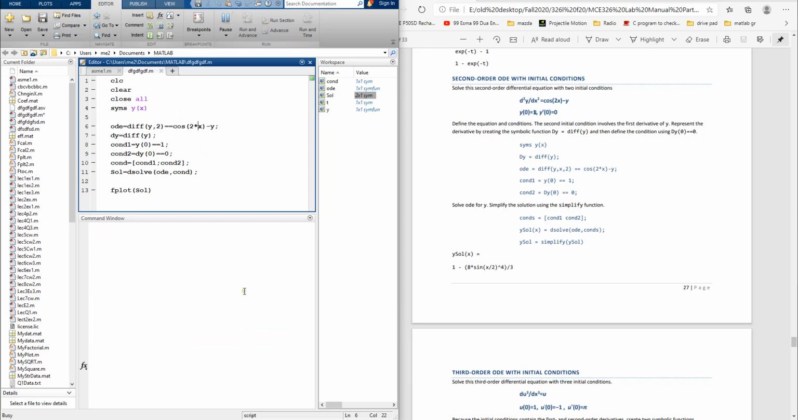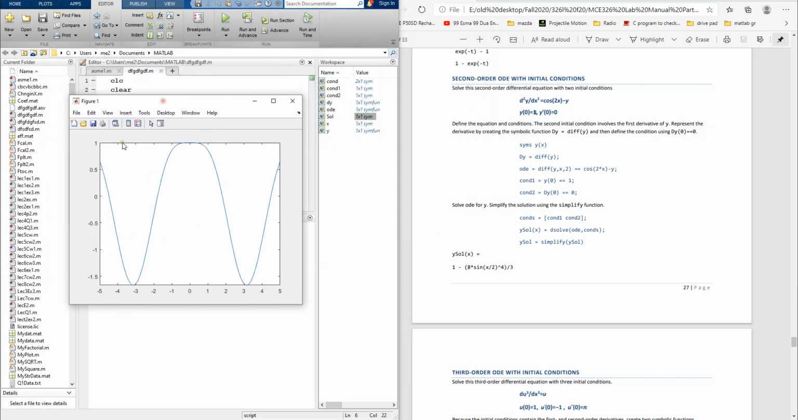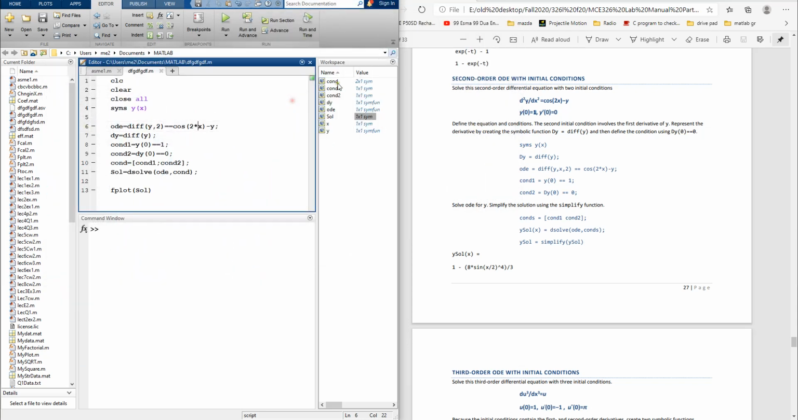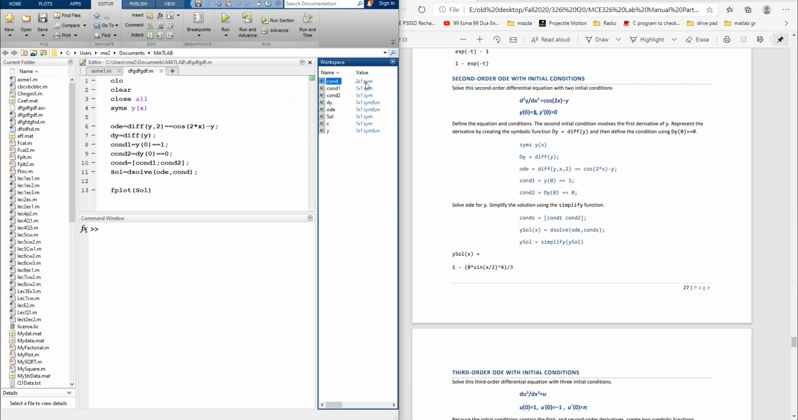Save it, run the program again, and wait for the result. And please take care, this is the plot of the solution. Here in the workspace, we have cond1, cond2 as 2 by 1 symbolic, dy as a 1 by 1 symbolic function because it is the derivative of the function, ODE as a 1 by 1 symbolic function, which is the ordinary differential equation definition, solution as 1 by 1 sym, which is an equation, x as 1 by 1 sym, and y as a 1 by 1 symbolic function because y is a function of x.